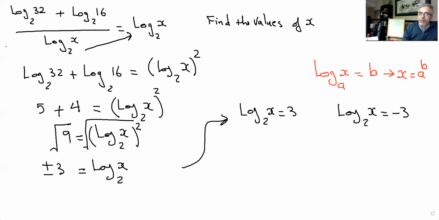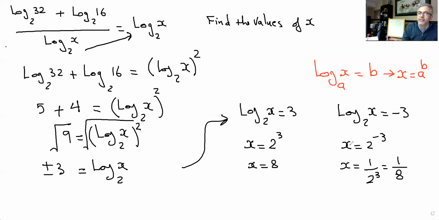And then we're going to go back to this rule and change this into x equals 2 to the power of 3, which gives you x equals 8. And I'm going to change this to x equals 2 to the negative 3. Any of you who don't like negative exponents, all you need to do here is flip this. This is over 1, so you go 1 over 2, and then the exponent becomes positive, and therefore you get 1 over 8.